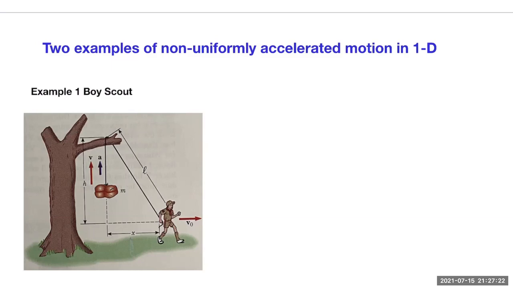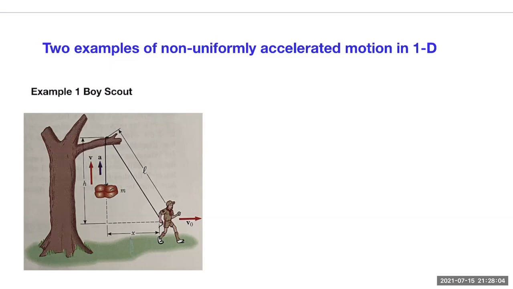So you see this picture, there's a Boy Scout who is pulling on a package suspended from a tree. So he walks at a constant speed, v0, away from the tree, holding a rope. And as he pulls the rope away from the tree, the package goes up with a speed v. Now, even though he moves away with a constant speed v0, the speed at which the package goes up the tree is not uniform. v is not uniform. And moreover, even the acceleration of the package going up is not uniform. We can see from the calculation.